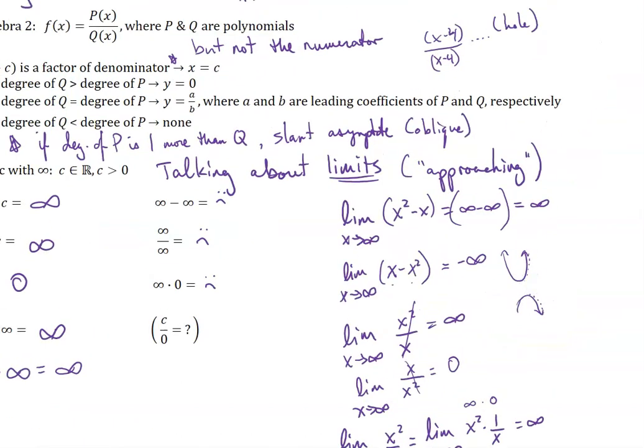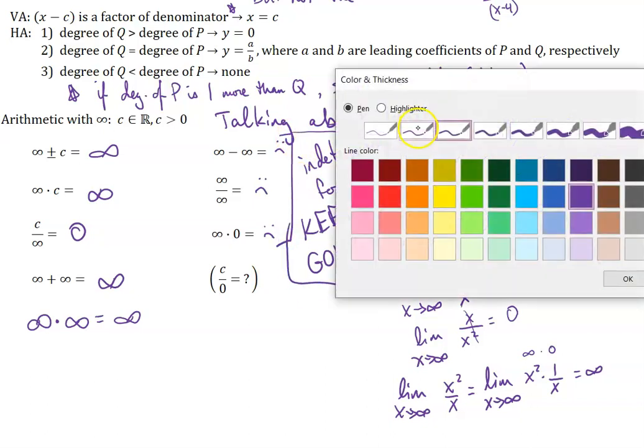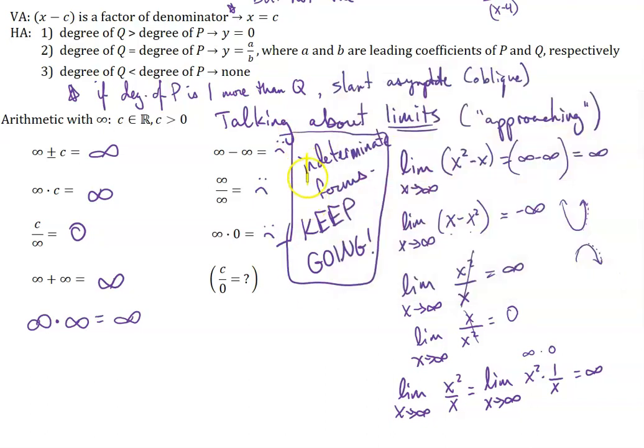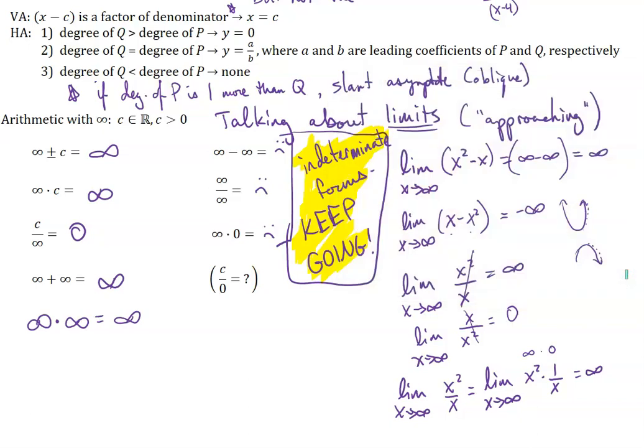All of these are indeterminate forms. Okay, and for each of them, if you get one of those with a limit, it means you keep going. Important: if you get indeterminate forms, you keep going. Okay. And there are some other indeterminate forms that we will run into later, but for now, these are the ones we're going to be dealing with because of the infinities.